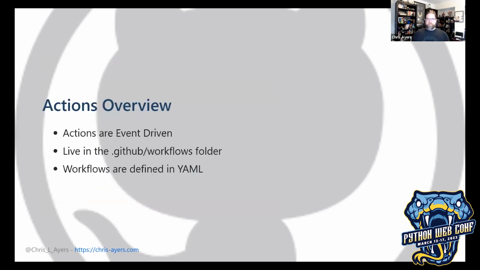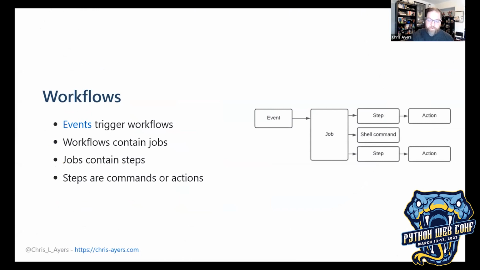Now, actions. Actions are event driven. They live in the .github workflows folder of your repo, and we're going to see that in a moment. They are defined in YAML. Every file is a YAML file. We have events that trigger things, and there's a number of events. I'm going to go through them. Each event starts a workflow. So if there's an event that triggers a workflow, that workflow runs.